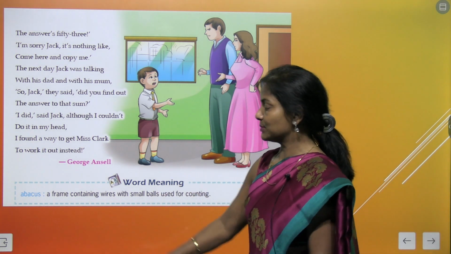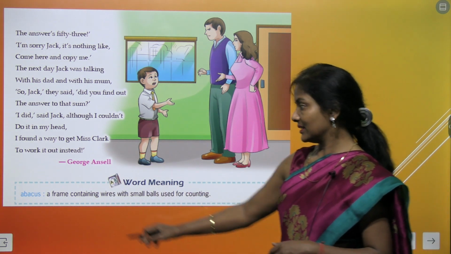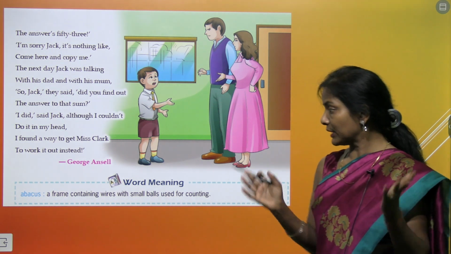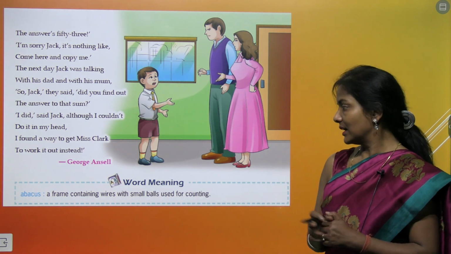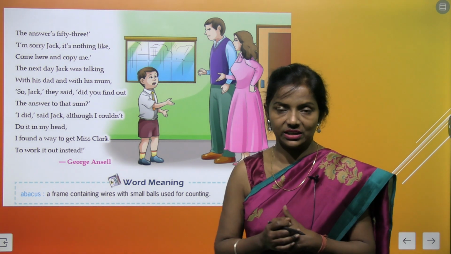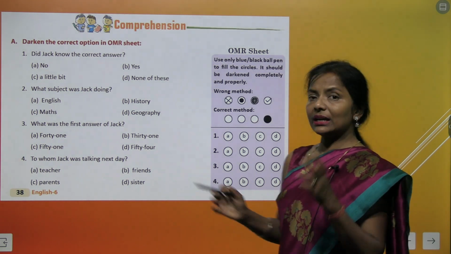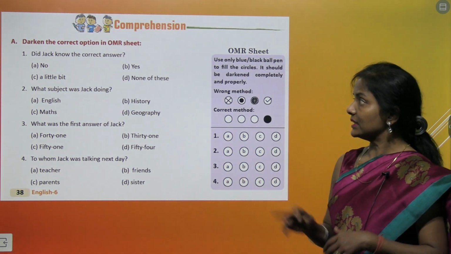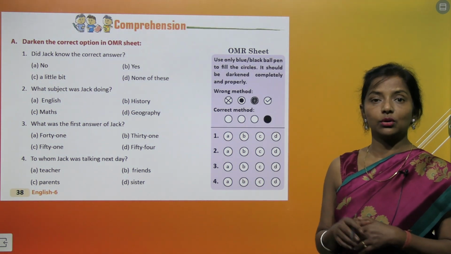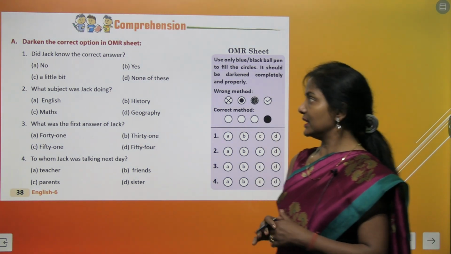And this poem has been written by George Ansel. Now, word meaning: abacus, a frame containing wires with small balls used for counting. It's used for counting. Okay, that's the abacus. Now we come to the comprehension, children. Darken the correct option in the OMR sheet. There's an OMR sheet, you have to fill it.